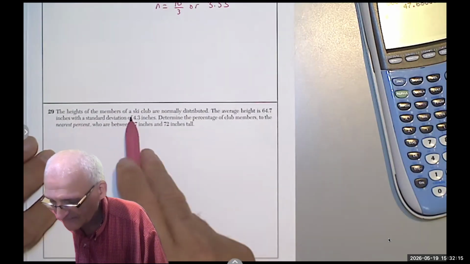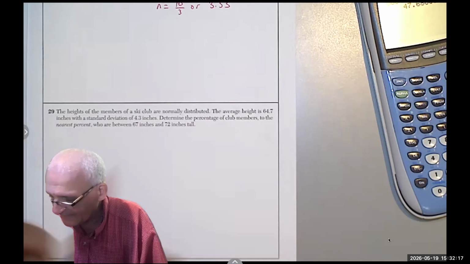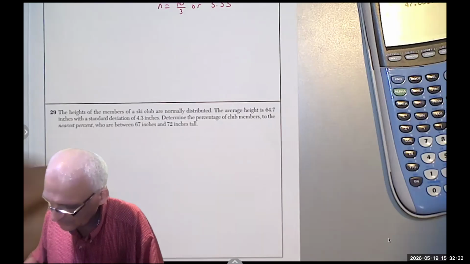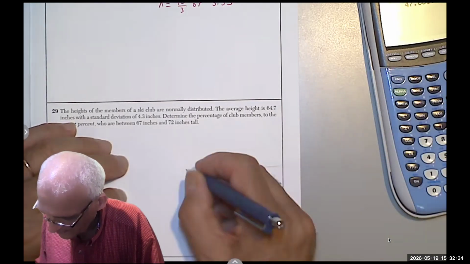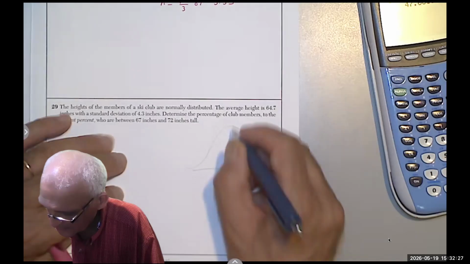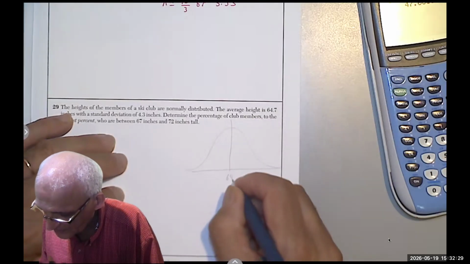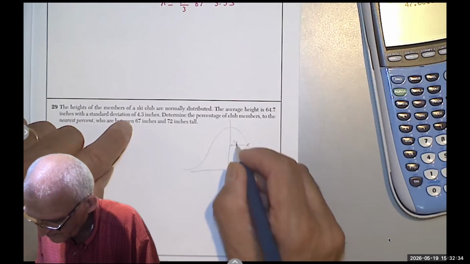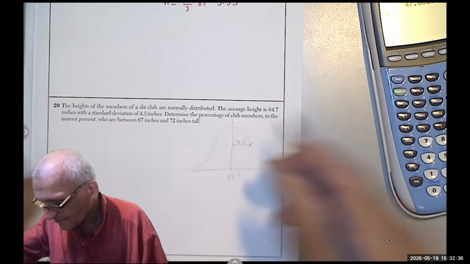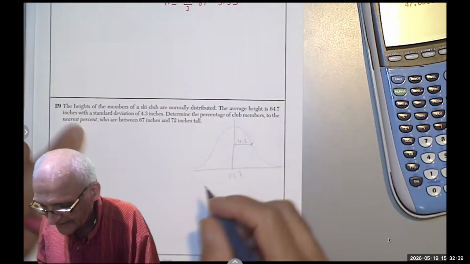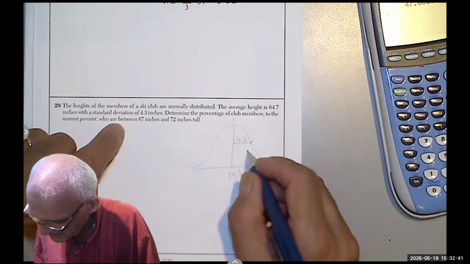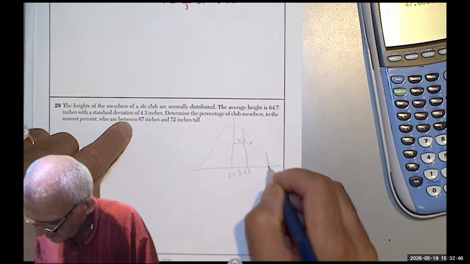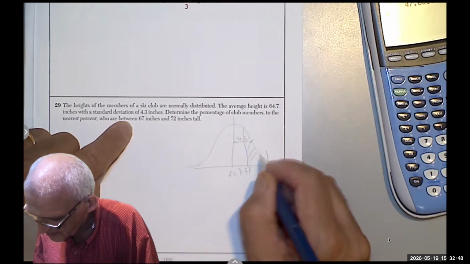The heights of the members of a ski club are normally distributed. The average height, so here is the normal distribution. The mean is 64.7 with a standard deviation of 4.3. Determine the percentage of club members to the nearest percent who are between 67, somewhere here, yeah, 67, I know, and 72. We want this area.